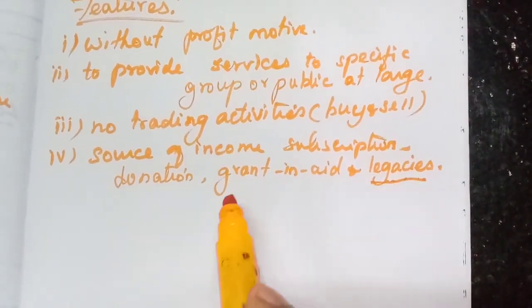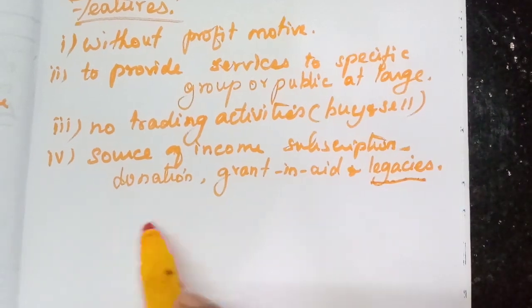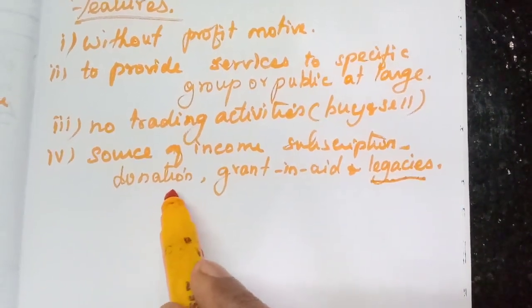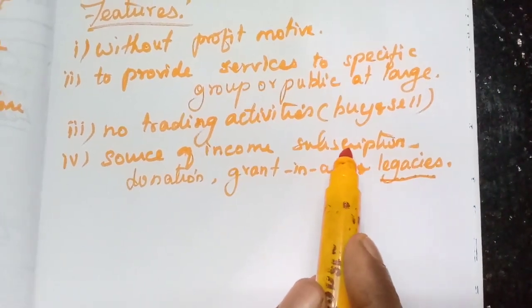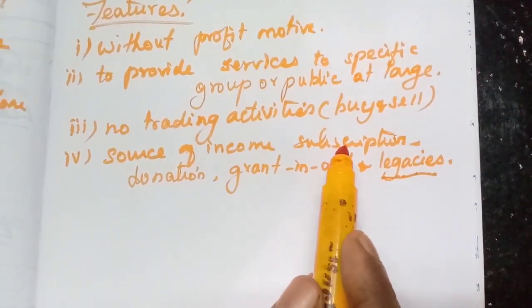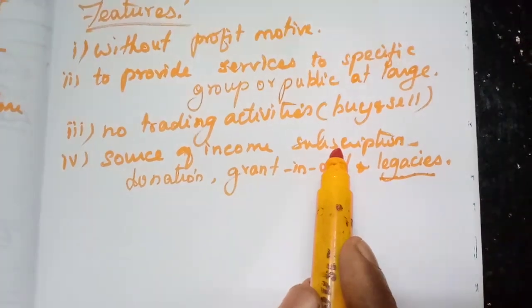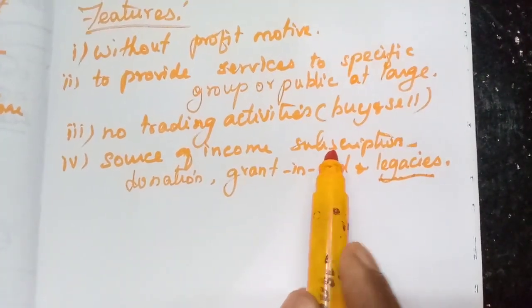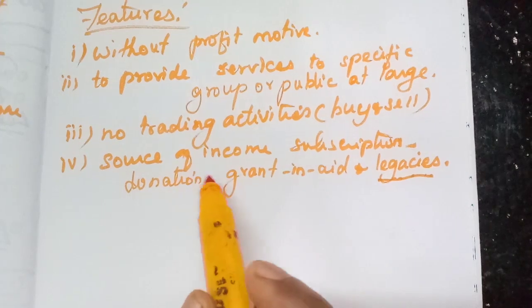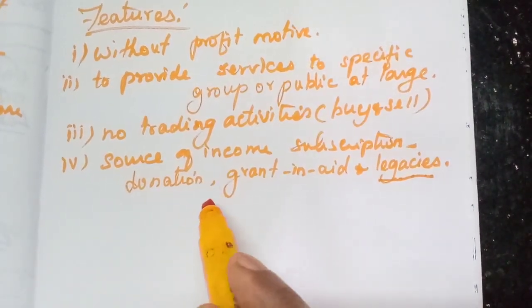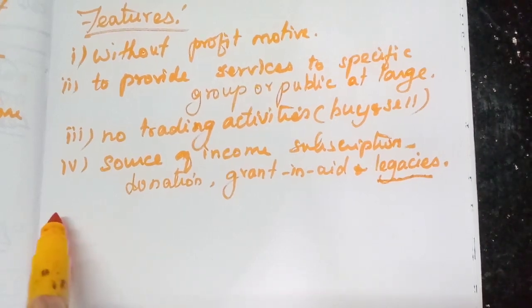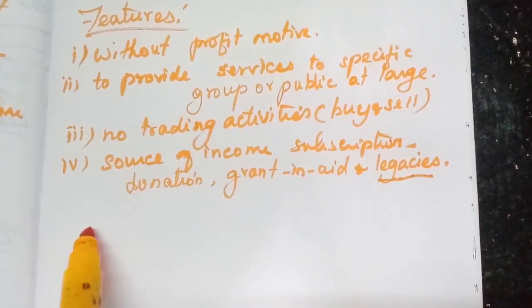That is called legacies. The grant, we get from the government. Donation, we can collect from many people. Subscription, we collect from the members. It may be monthly or yearly or lifelong. It may be as per their wish. So all these four are the features of not-for-profit organizations. And what we studied in the meaning only, it is coming.